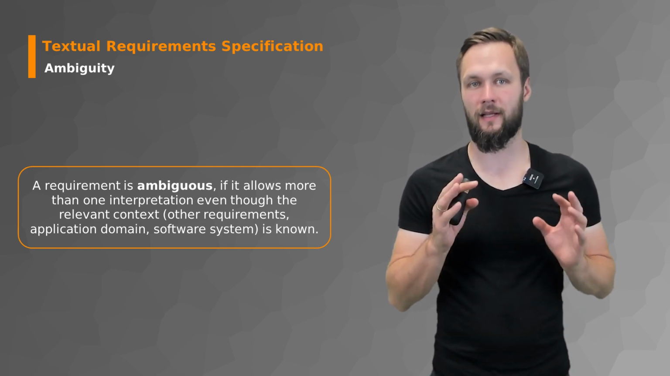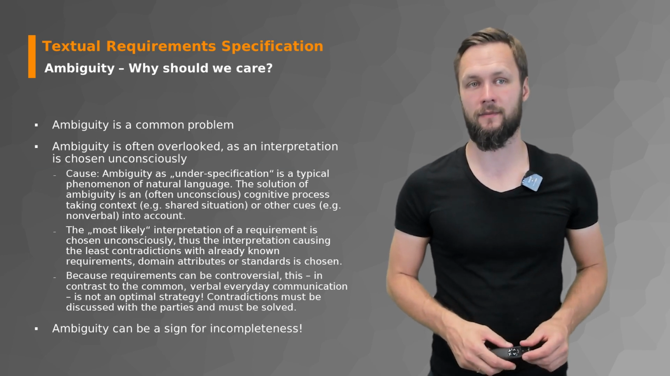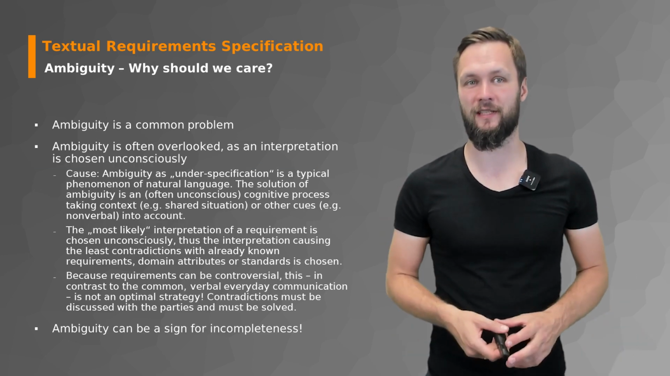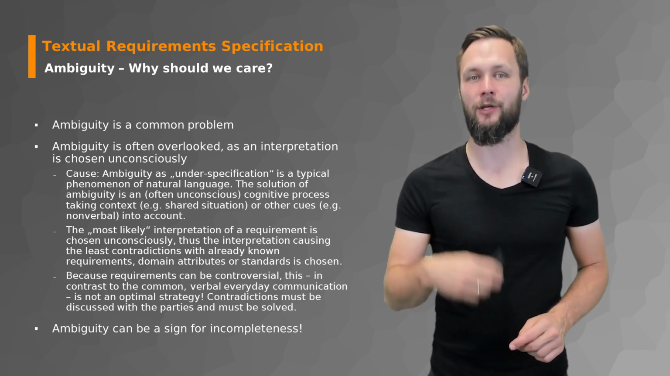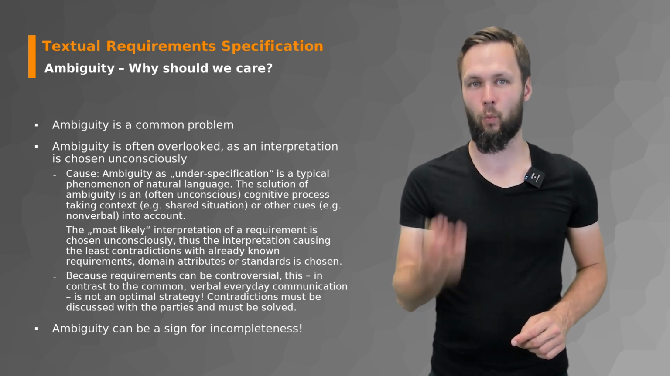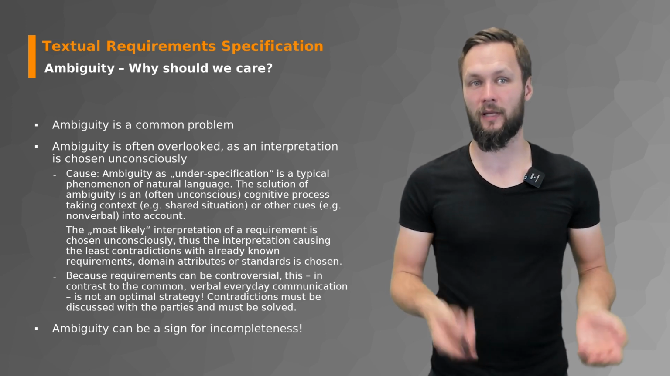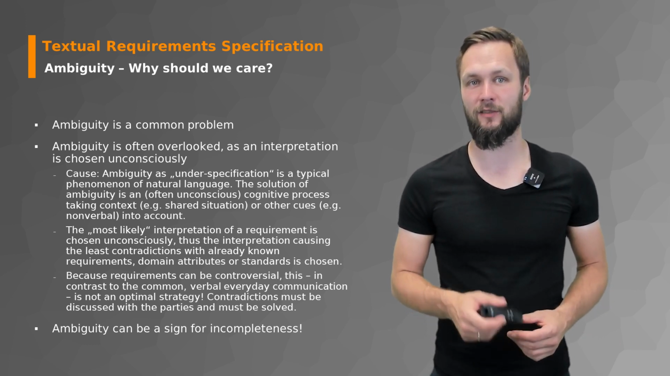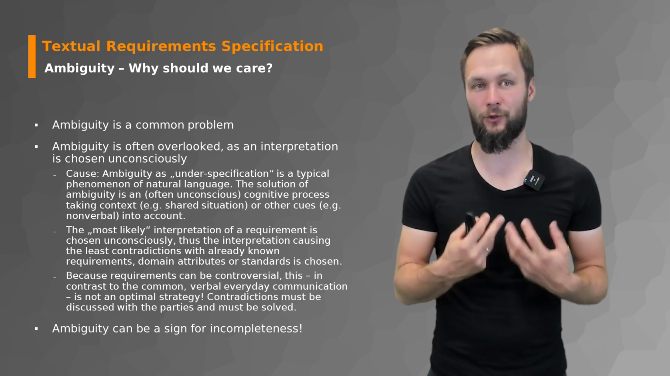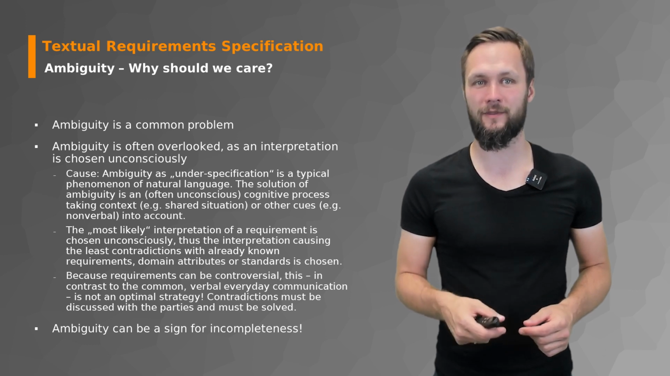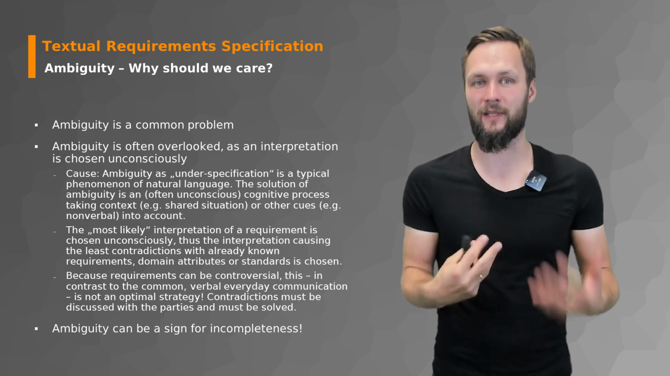So if something allows for more than one interpretation, then we have a problem and we would like to avoid that. Why? Because if you have more than one potential interpretation of a problem, you tend to choose one, but the problem is you do not choose it consciously, but rather unconsciously. So ambiguity is an underspecification that is typically a phenomenon of natural language. And the solution, the unconscious solution of ambiguity, is often a cognitive process where you take the context or other cues into account that make most sense to you.